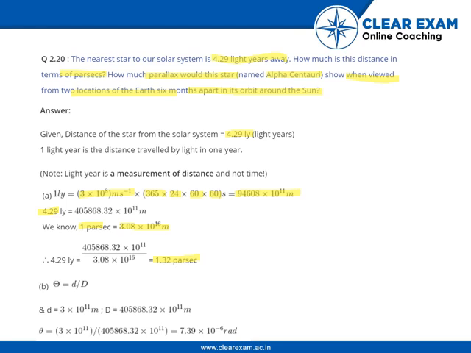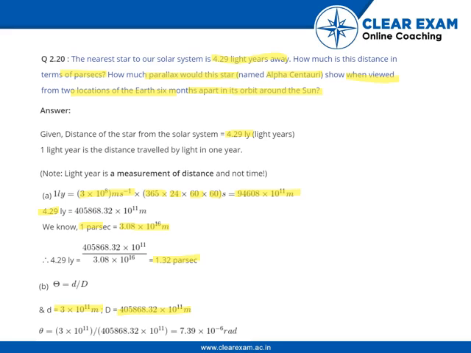Our second question is, what is the angle? Theta is equal to small d by capital D. Here small d is equal to 3 into 10 to the power 11 meters, that is the diameter of Earth's orbit, and capital D is equal to 405868.32 into 10 to the power 11 meters.